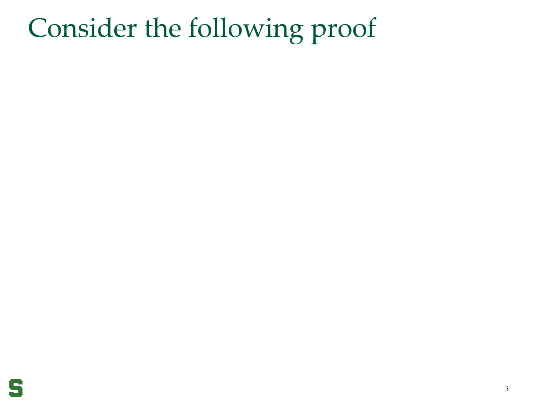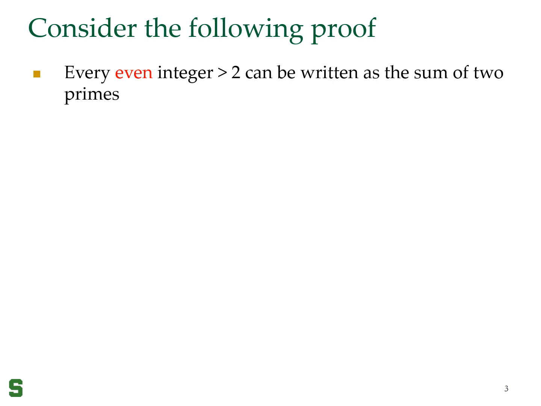So let's look at this example, this supposed proof. We want to prove that every even integer greater than 2 can be written as sum of two primes. So let's look at an example. Let's look at the proof.